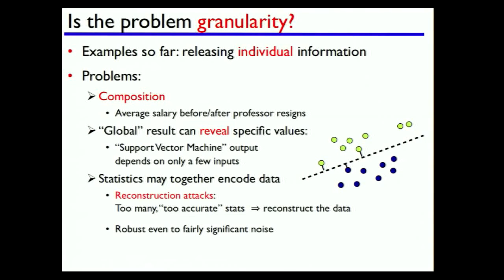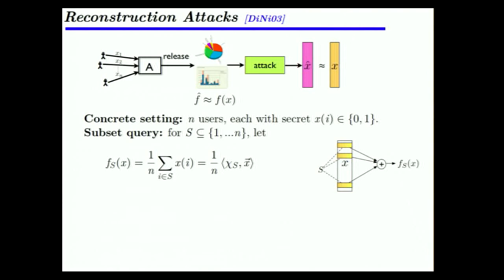Maybe a more subtle problem is that global statistics taken jointly may together encode a lot of information about the data. The attacks that take advantage of this are often called reconstruction attacks, because they reconstruct some piece of data based on a bunch of released information. They all have the same broad flavor: if you release too accurate statistics, then you can reconstruct either the entire data set or some very particular part of it. These reconstruction attacks are robust even to fairly significant noise, and I'll tell you a little bit about those. Okay, so these first came up in this paper of Dinur and Nissim in 2003.